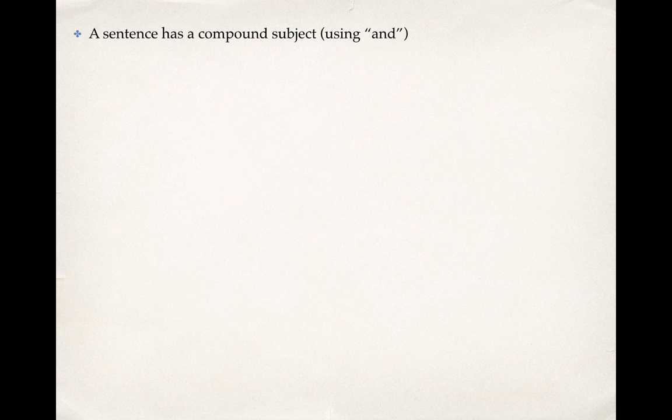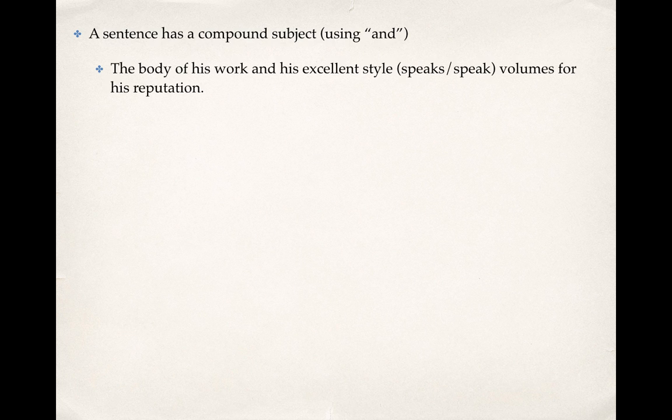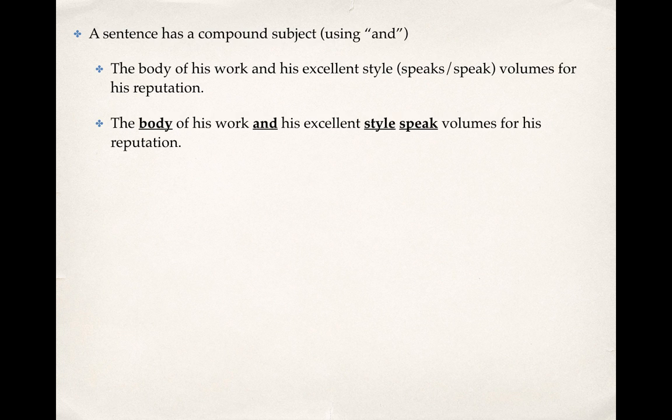Another time when subject-verb agreement can be tricky is when you're dealing with compound subjects. And we're going to break this down into different types of compound subjects, starting with when you have two ideas connected with the word and. So here's an example. The body of his work and his excellent style speaks or speak volumes for his reputation. So look where that conjunction is, the body of his work and his style. Which is the correct verb? It is speak. You're going to go with the plural verb speak. Body and style, they speak volumes for his reputation.